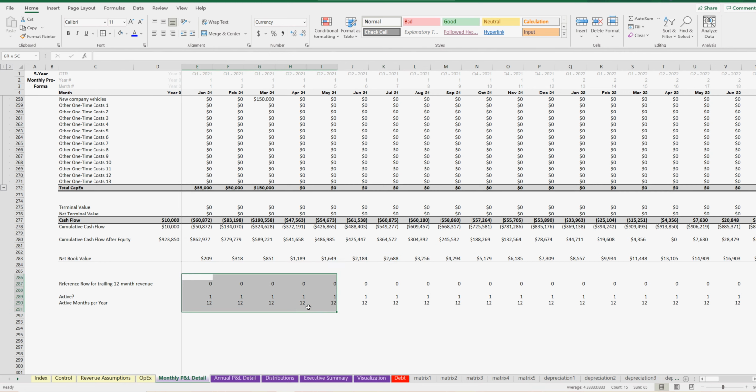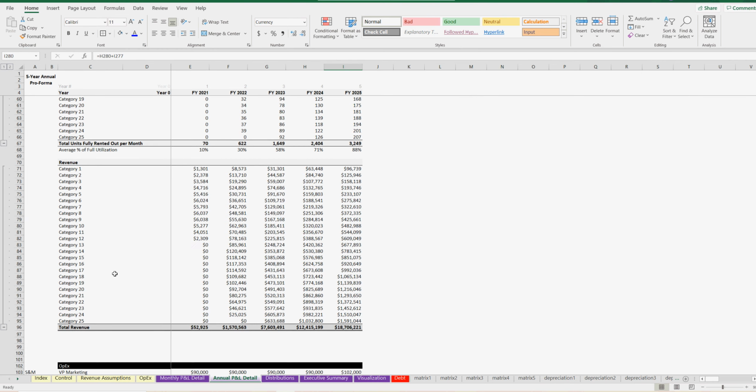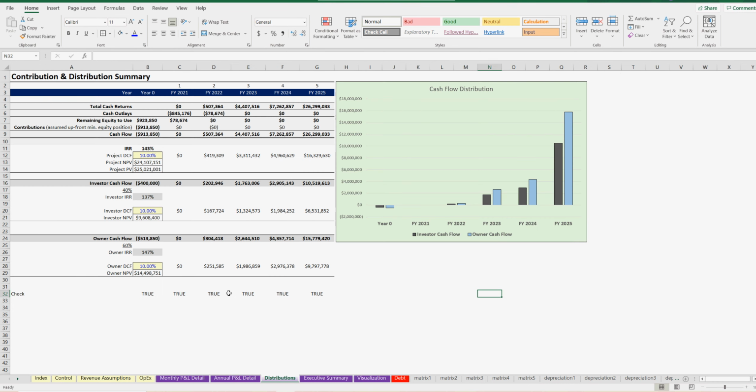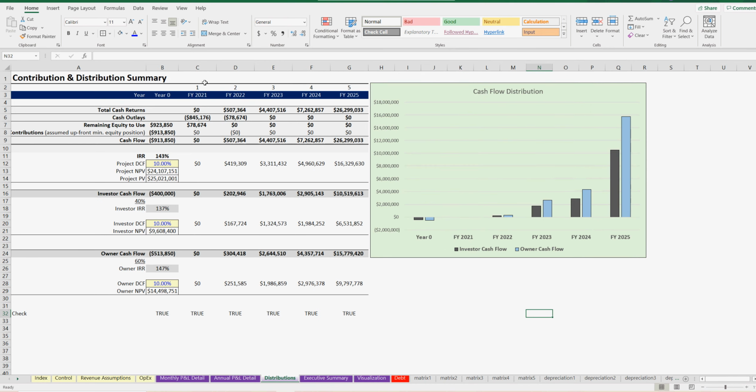And these are just helper rules to figure out the active months and for trailing 12 months revenue. Annual P&L does the same exact thing as what I just went over, but just on an annual basis. Distributions, these will show what your cash flows available to distribute are versus what's required, any negative cash flow months here. And then based on starting equity, it shows what the total equity requirement is versus what's returned over time.